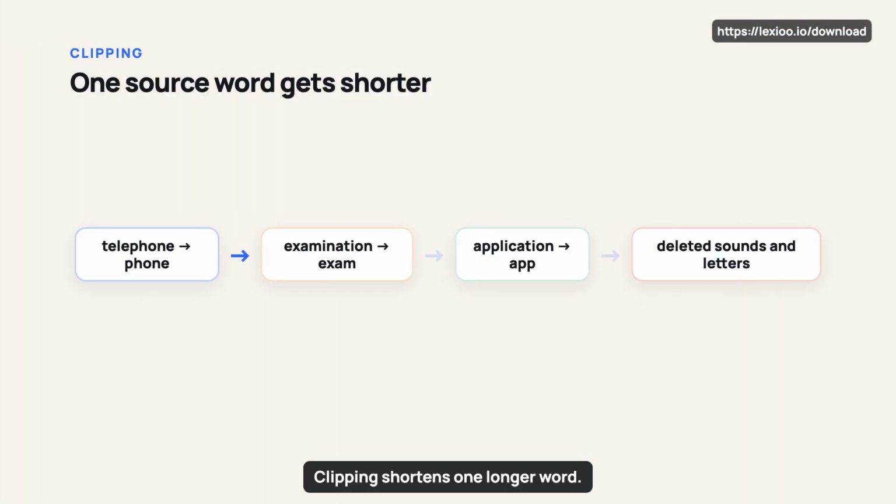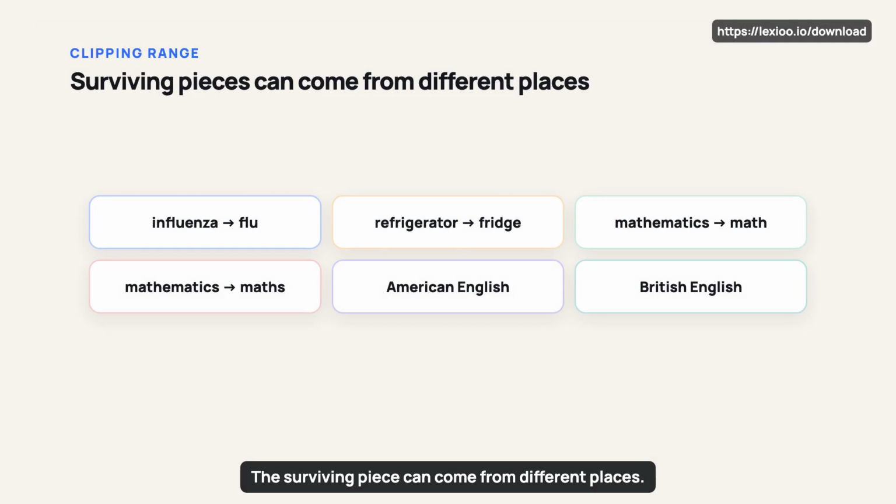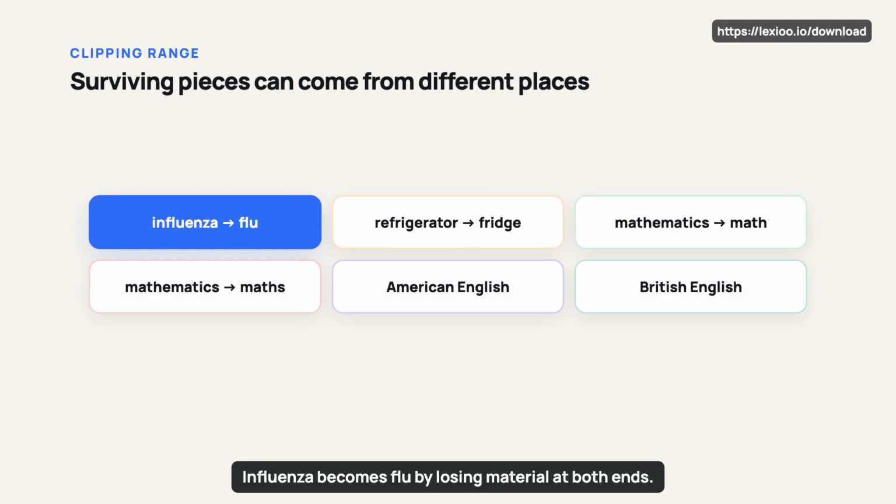Clipping shortens one longer word. Telephone becomes phone. Examination becomes exam. Application becomes app. The shorter form keeps the central reference while some sounds and letters disappear. The surviving piece can come from different places. Influenza becomes flu by losing material at both ends.